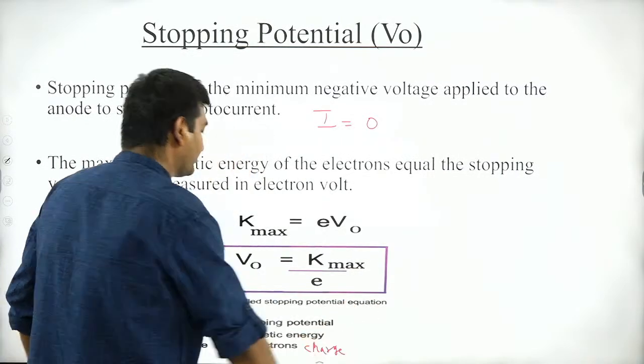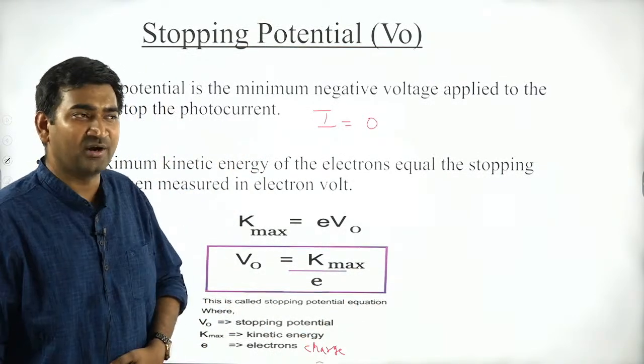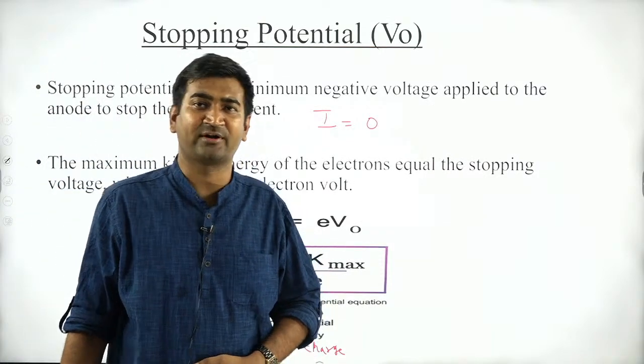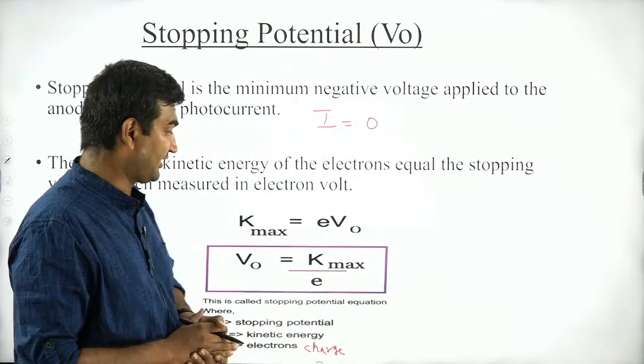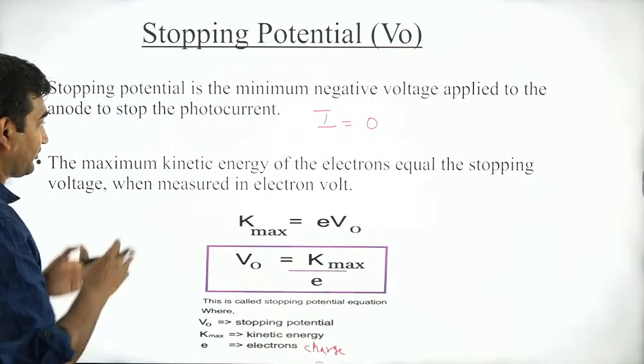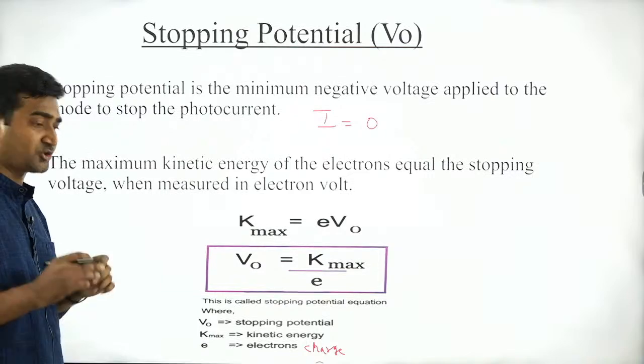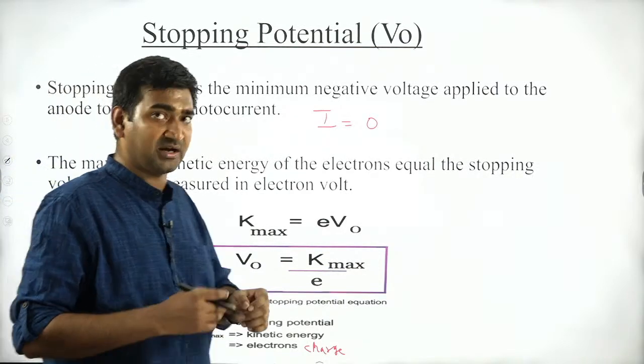The charge on an electron, which you already know, is 1.602 into 10 power minus 19 coulombs. You can convert according to the various units, whatever is required. So this is how we calculate the stopping potential. Please remember the concept.